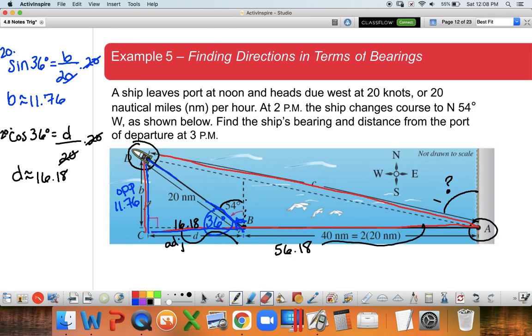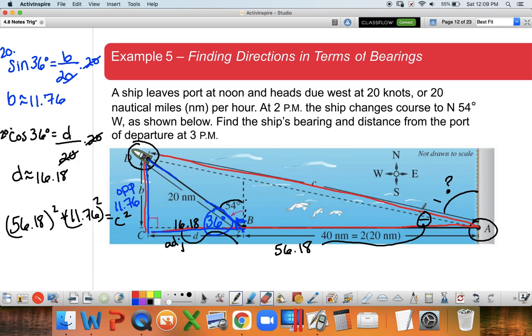And I know that our side over here is 11.76. So what I can do is use the Pythagorean theorem to figure out how far away we are from port. So I do 56.18 squared plus 11.76 squared equals our C value squared. We also could have used SOHCAHTOA if we wanted to, found the angle first, and then done it that way.